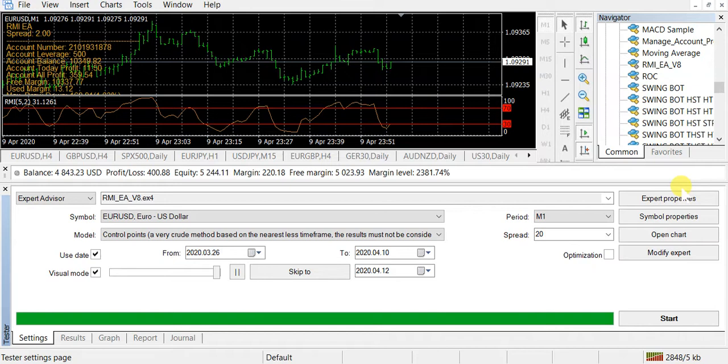not everybody's prepared for a 300 pip move in one direction, and that's what freaks people out. Also, I don't think he is looking at the market from a standpoint of structure. I think he's an indicator guy. He's built this around the indicator, this RMI, which I think is relative momentum index.